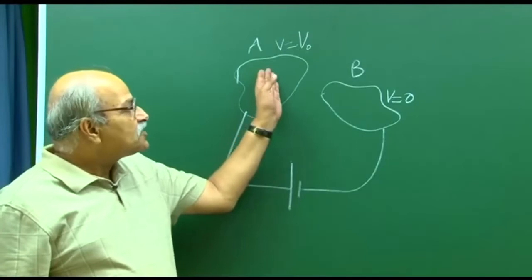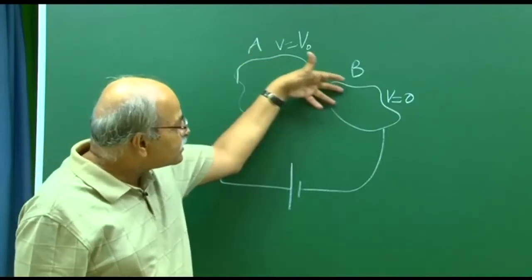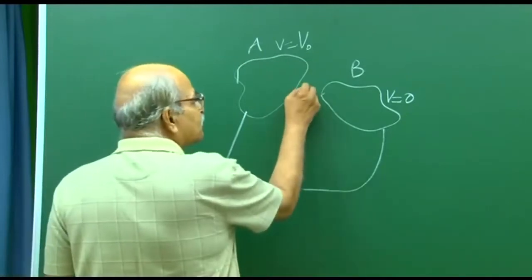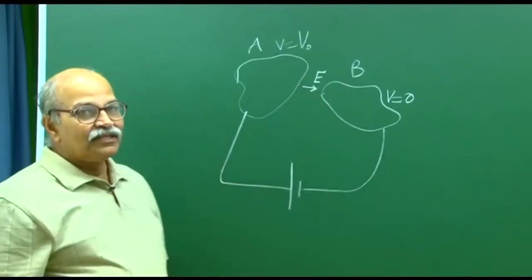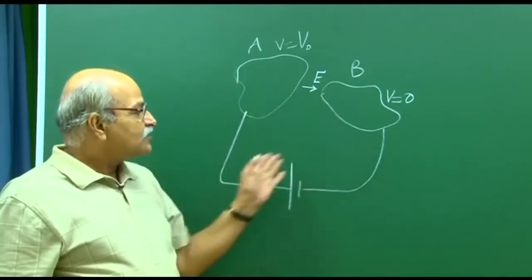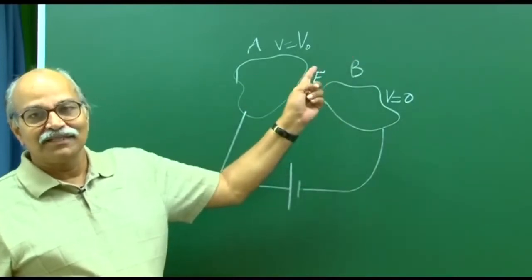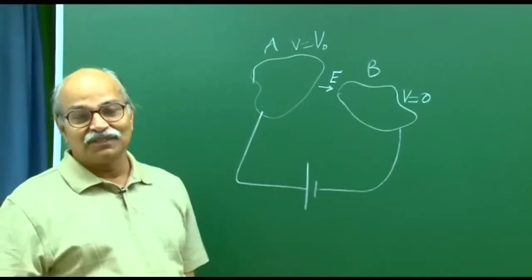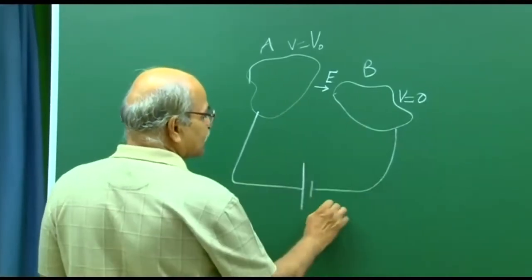So, there is a potential difference between these conductors, and if the potential decreases as you go from A to B, that means you have some kind of electric field in between. So, electric field can be created just by taking two conductors and joining them to the battery, and this kind of combination is known as a capacitor, which is a very important element in all kinds of circuits and electronics. So, this is known as a capacitor.